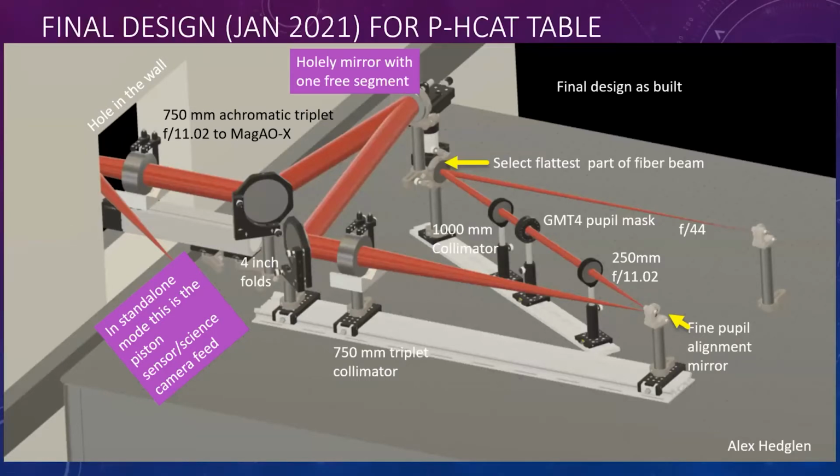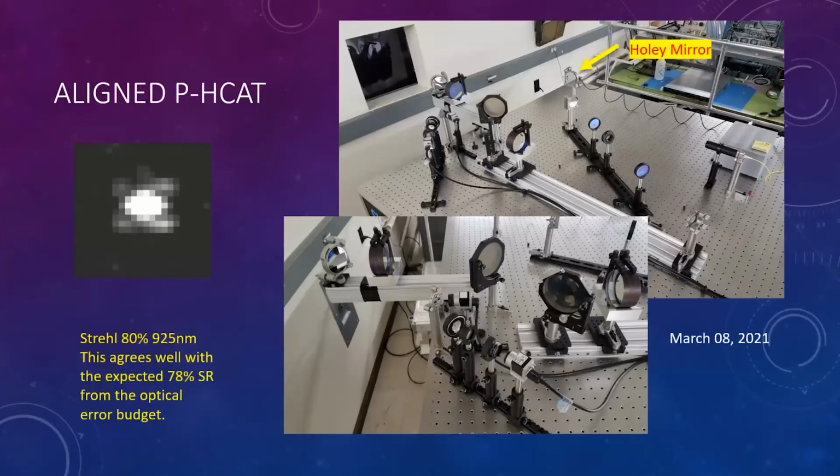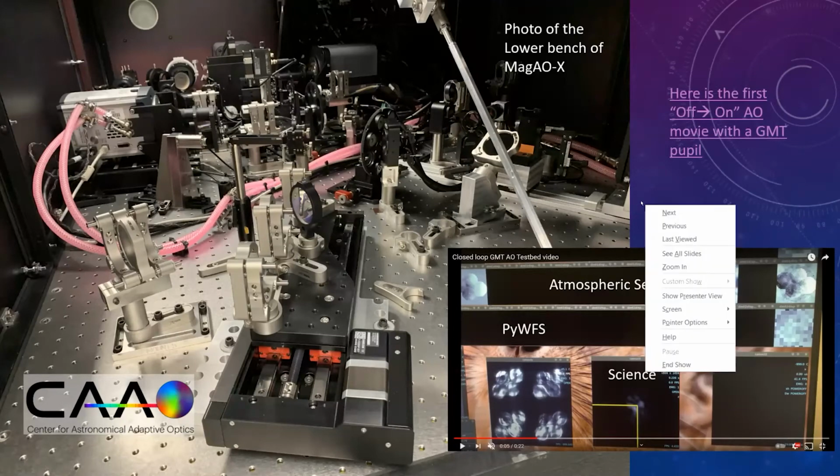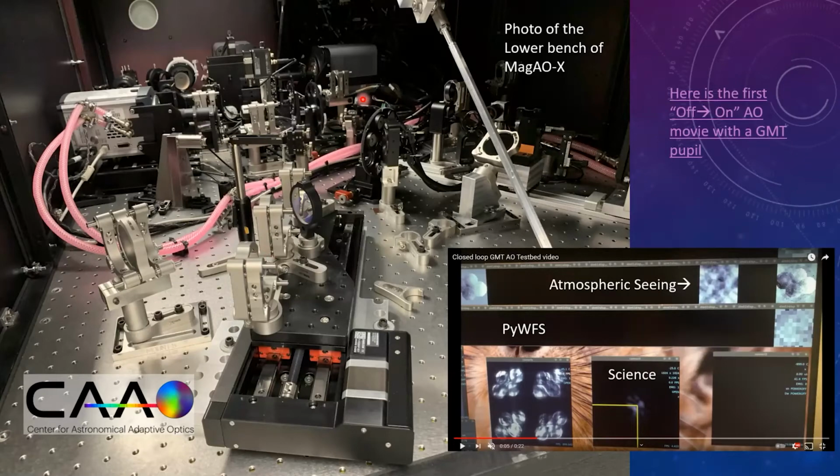Here you can see the sketch of the design from Alex, and this is actually the as-built test bed. As you can see, just 2 months after we signed the contract, we had the working test bed up and running. This is the lower table of MEG AOX that I'm showing here. Here you can see the lower part of the MEG AOX instrument. This is the chronographic instrument. The pyramid wavefront sensors are right here. These are the different science cameras that we use for the various experiments here.